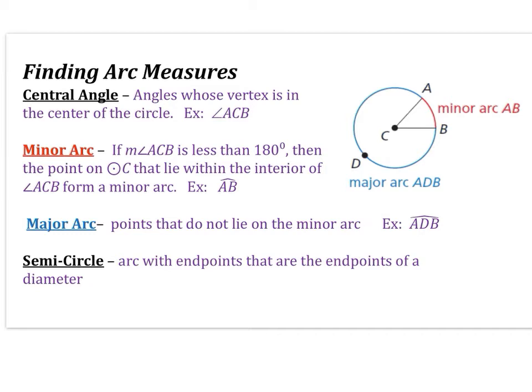Example, arc ADB. So follow the letters in order. A is an endpoint of the arc. Go all the way around, including D, towards B, the other endpoint. So you have to have the endpoints named, and then any letter on the circle to be the third, in the middle letter. Then semicircles are arcs with endpoints that are the endpoints of a diameter. And that means it's exactly 180 degrees.